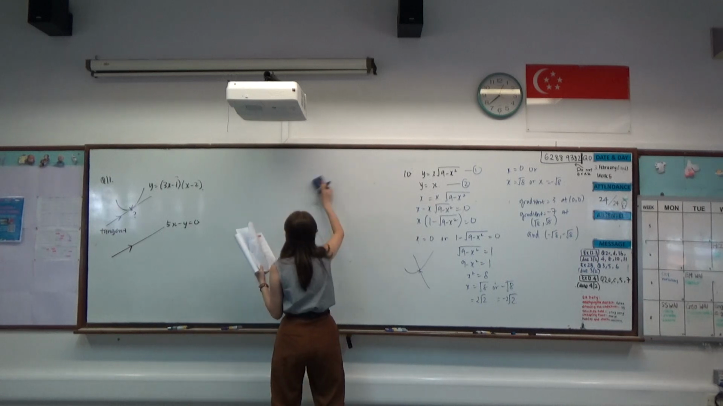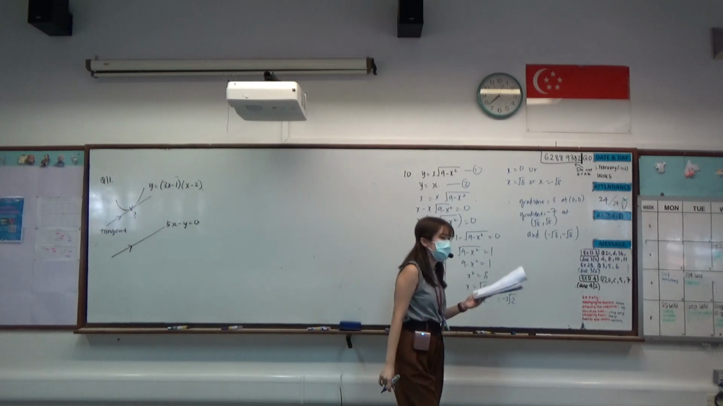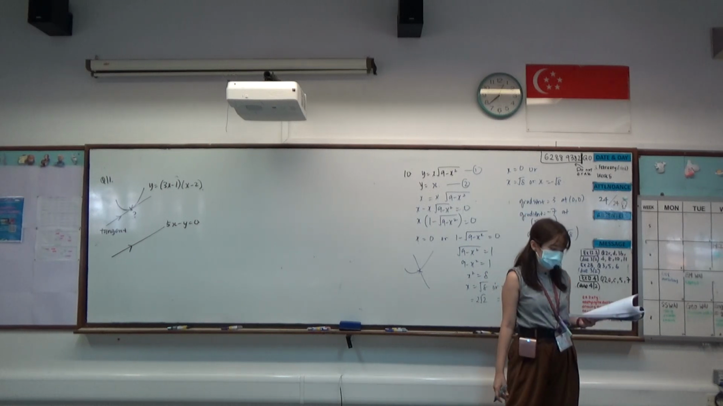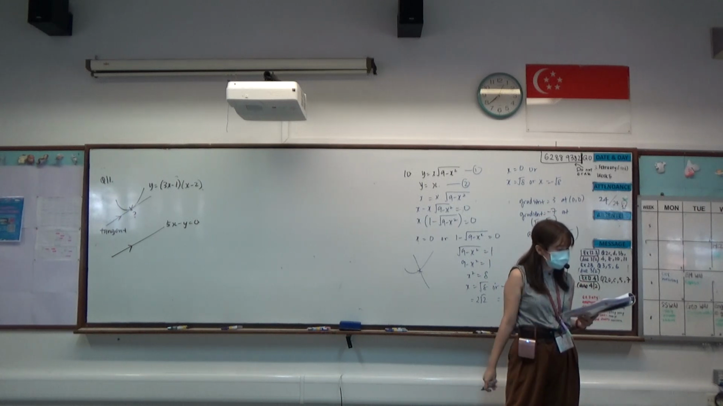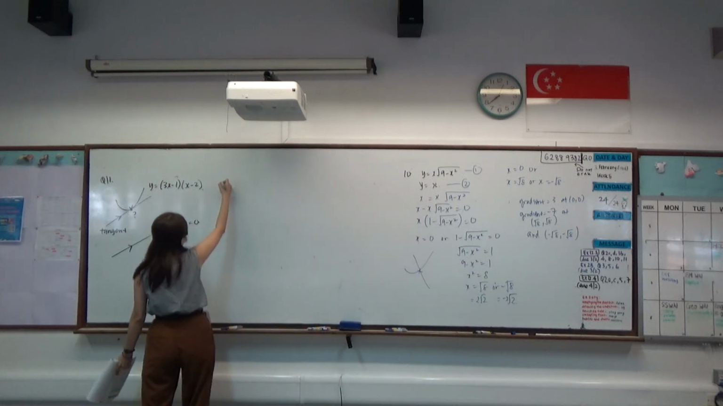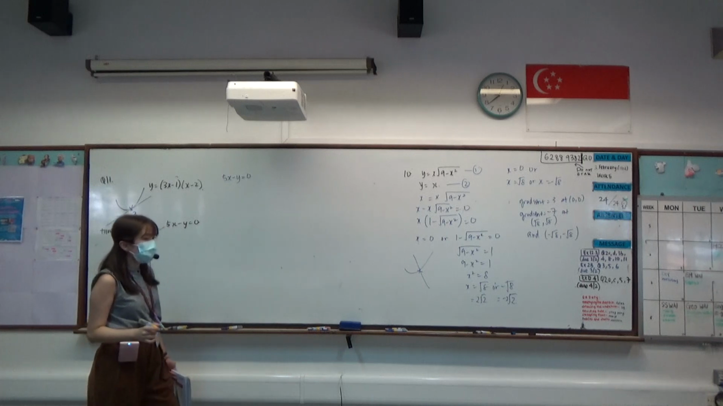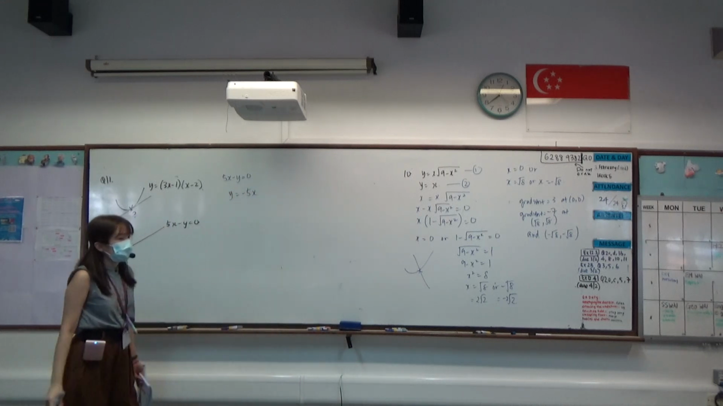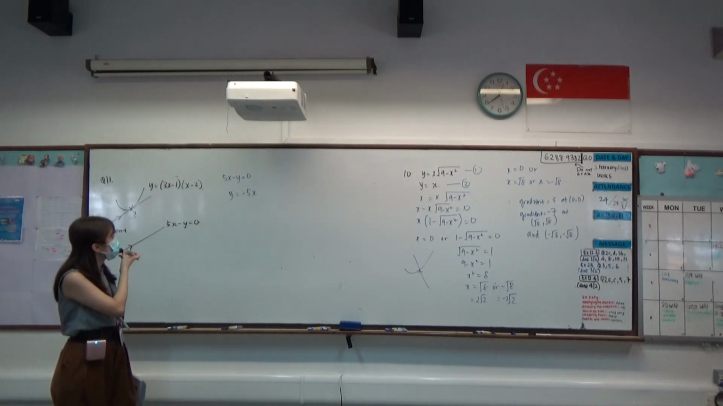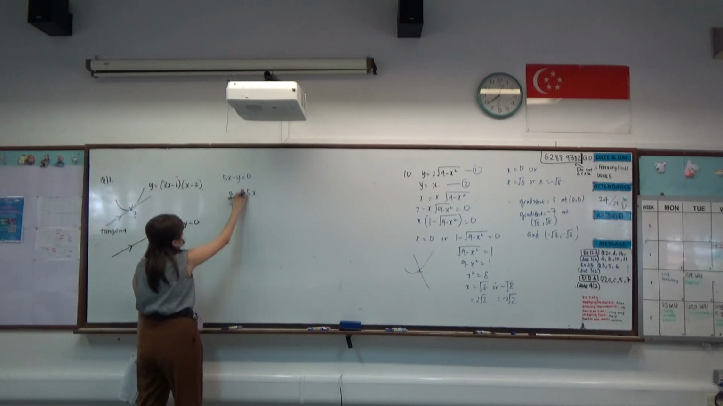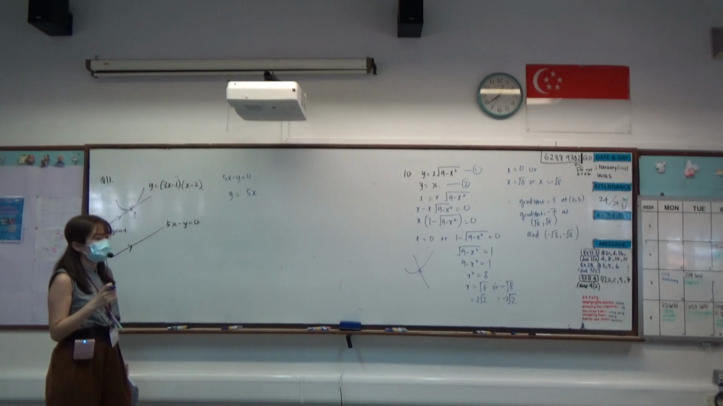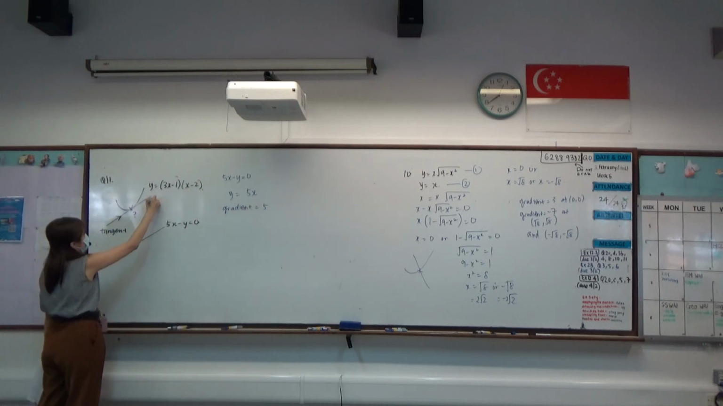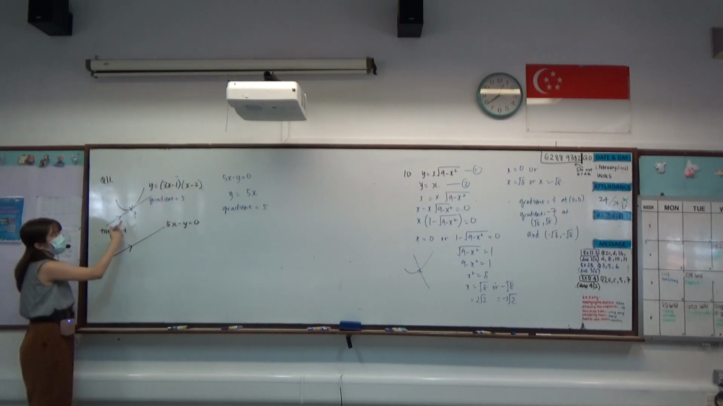Answer, could you tell me what you will start off doing first? What does parallel mean? Same gradient, right? How am I going to determine the gradient of this straight line, 5x minus y equals to 0? If given a straight line equation, how do I get the gradient? Shift the 5x, and then the gradient is, no, what? Negative, positive, right? Okay. Gradient is 5, right? So we know that the gradient of the straight line is 5. The gradient of this line here is going to be 5 because they are parallel.